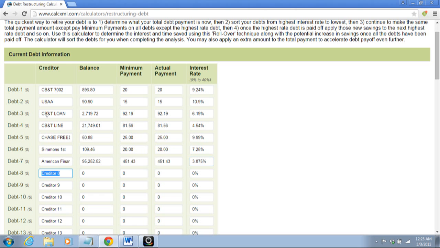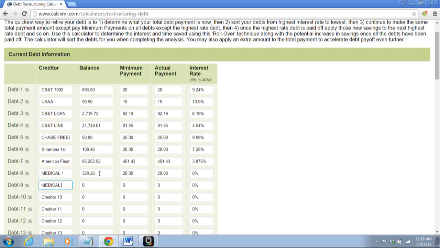3.875. Okay, I'm just keying in medical. Put medical 1 in here. I think they might have a few medical bills. So medical 1, $328.26. $20 minimum payment, $20 is the actual payment, and the interest rate for this one, of course, 0. Most of the time, medical payment is going to be 0.